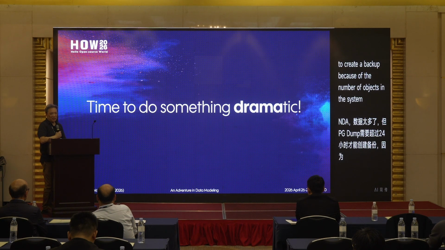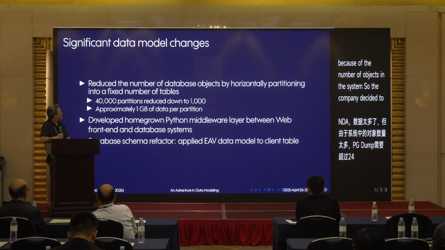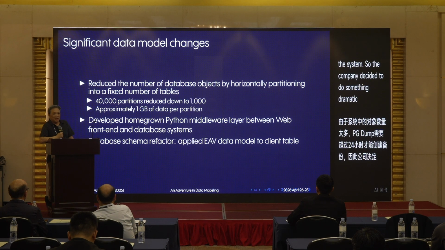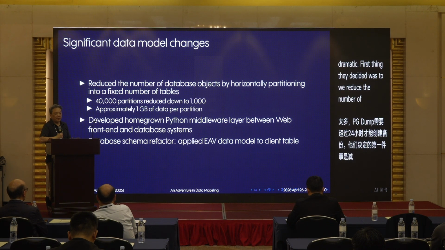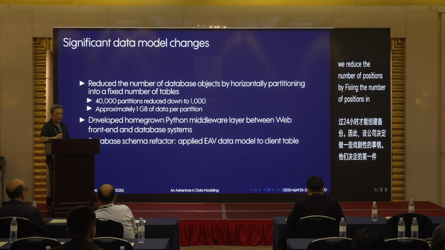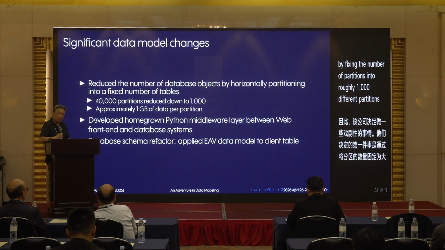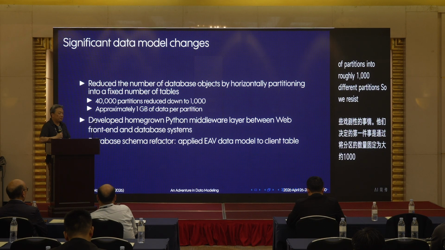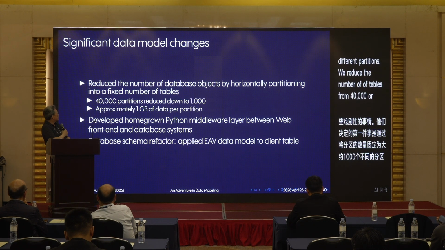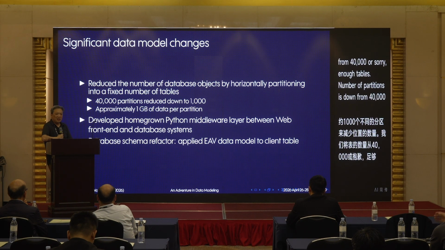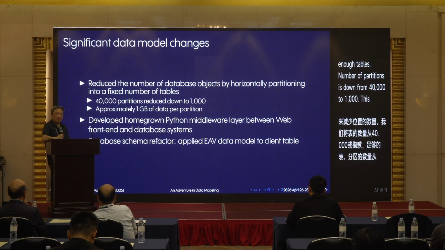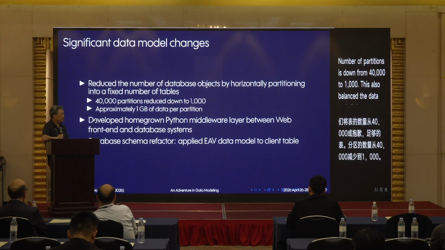So the company decided to do something dramatic. First thing they decided was to reduce the number of partitions by fixing the number of partitions to roughly 1,000 different partitions. So we reduced the number of partitions from 40,000 down to 1,000. This also balanced the data in all the partitions to roughly 1 gigabyte each.